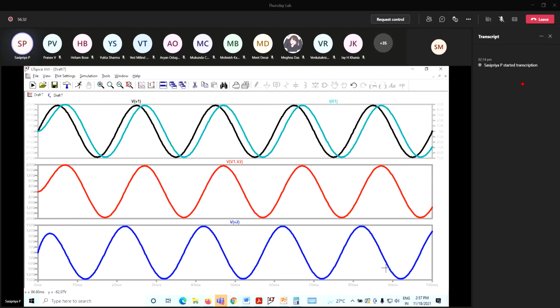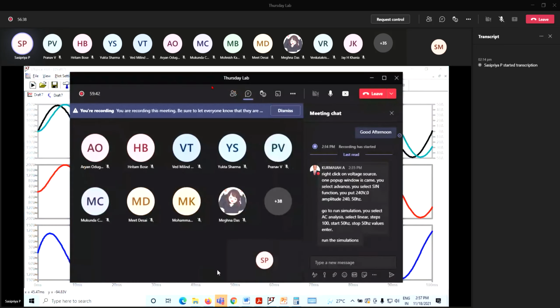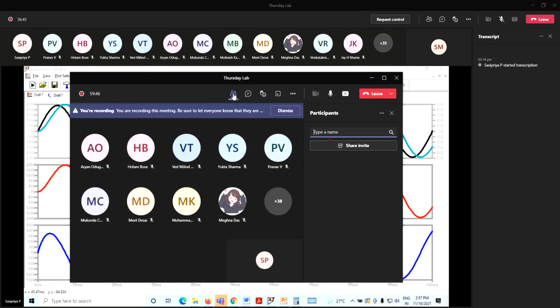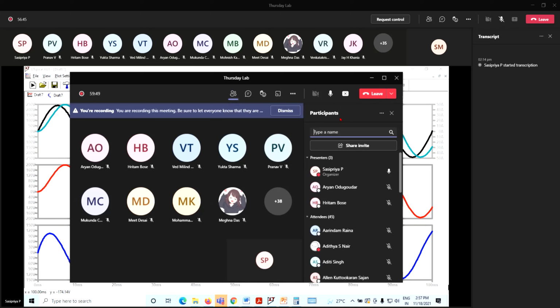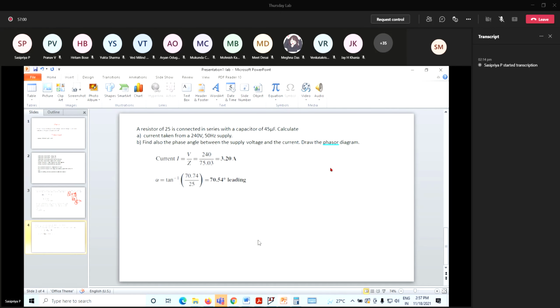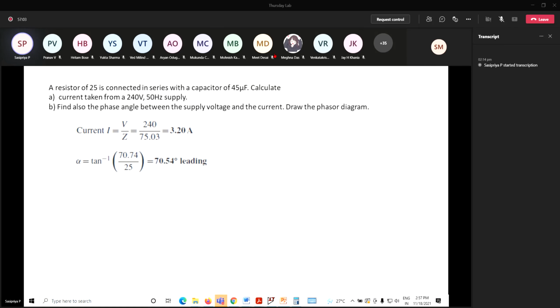Is it over? Is anybody having any difficulty? So now, shall we move on to the next circuit, the series RC circuit? This is the second circuit. So here this is a series RC circuit.